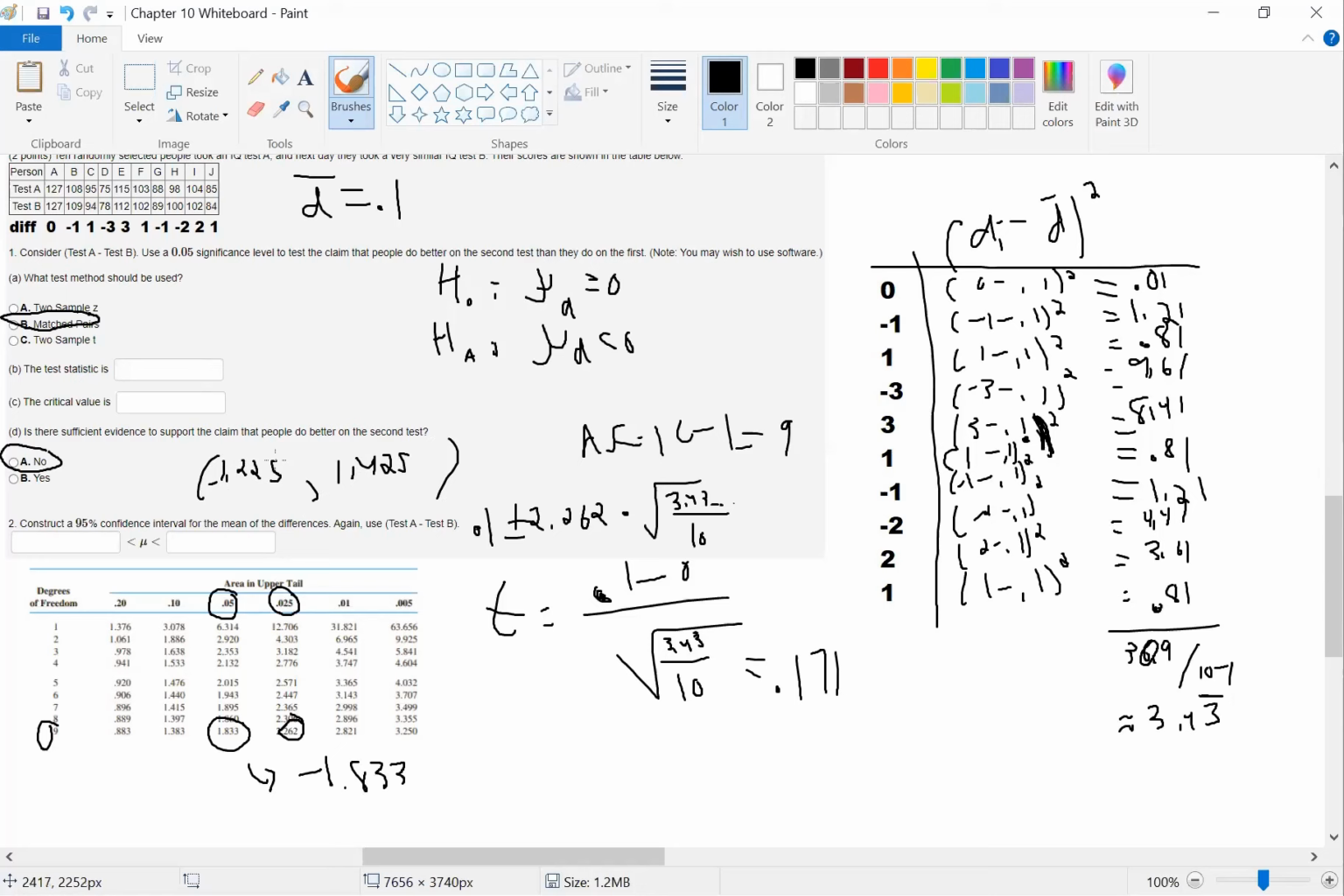Very clearly, 0 is right about in the middle of there. So on the confidence interval, you would not reject. The tediousness is done. Let's move on to our last bit of material for the entire semester.